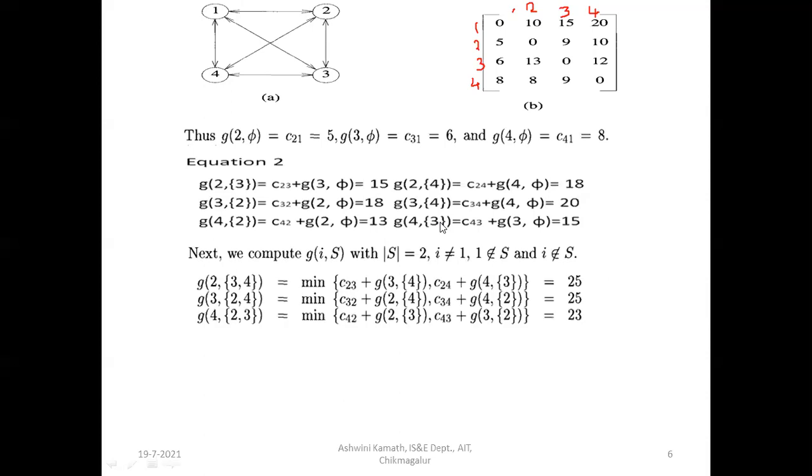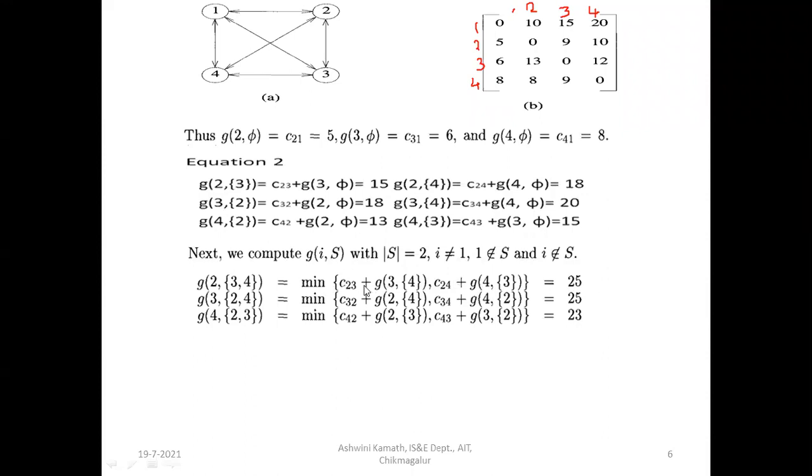G of 2, 3, 4. Okay, G of 2, 3, 4. Now we have to use equation 2, minimum value we have to consider. Minimum of C of 2, 3 plus G of 3, 4 from the previous value, whatever we have got, okay, so consider that {3, 4}, comma C of 2, 4 plus G of 4, 3. So minimum among these two is equal to 25.